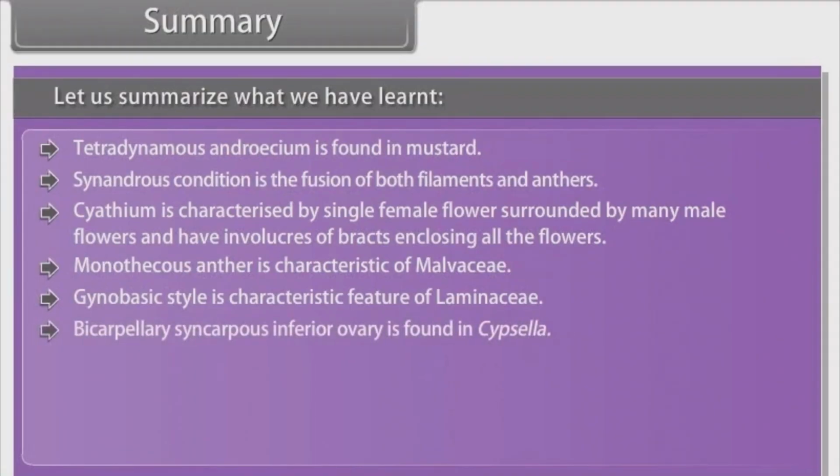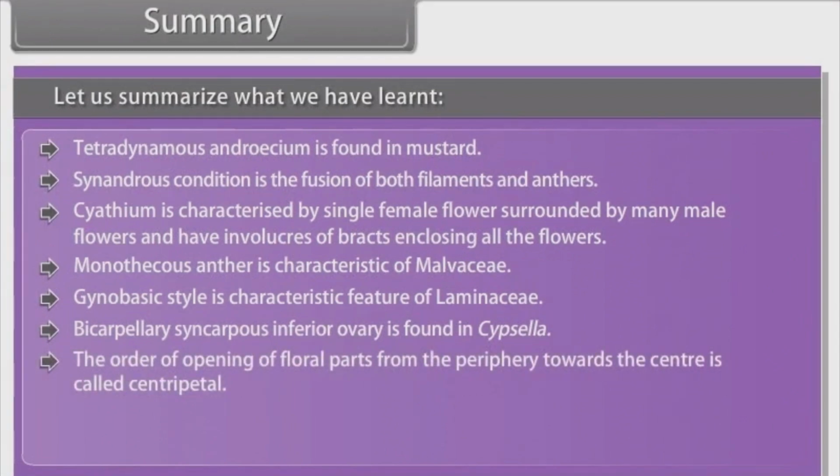Bicarpellary syncarpous inferior ovary is found in cypsela. The order of opening of floral parts from the periphery towards the center is called centripetal. Glumes represent bracts. Smallest flower is Wolffia.